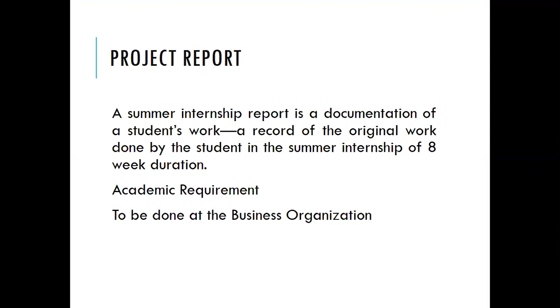Now, the university allocates 8 weeks, which generally starts from a Monday and moves on for 8 weeks from there. And each week there is some work which has been allocated for the student, and the student has to undergo that work at the organization.